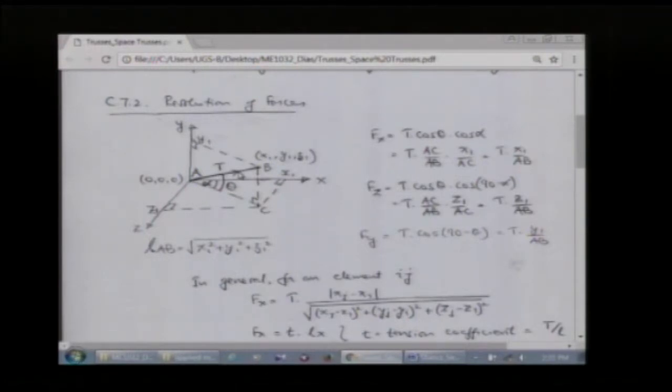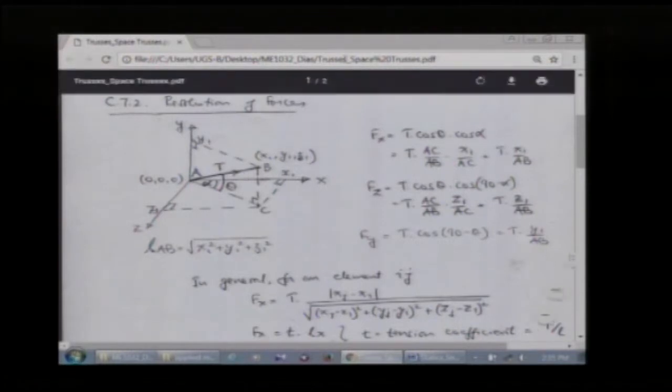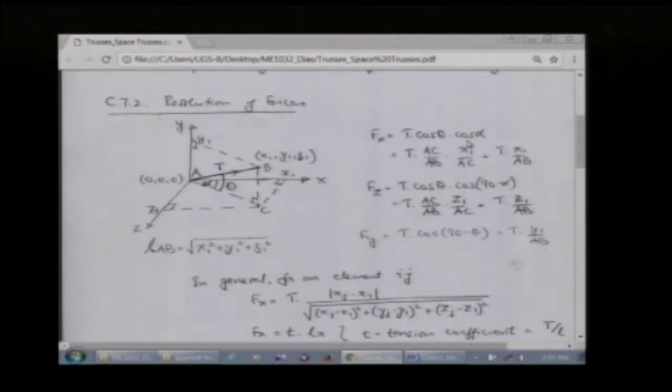Once you find the horizontal component, you can resolve that horizontal component once again into the x and z direction. So how will it work? Fx, that is the x component of this, will be, first of all, T cos theta, that will give you the force in that direction, and then cos alpha, so T cos theta times cos alpha, so there will be a double cos, right?